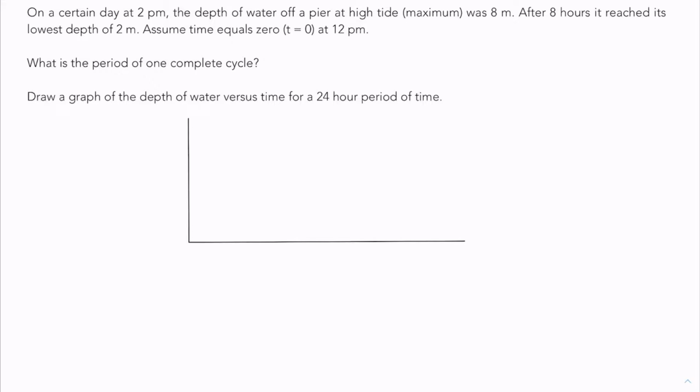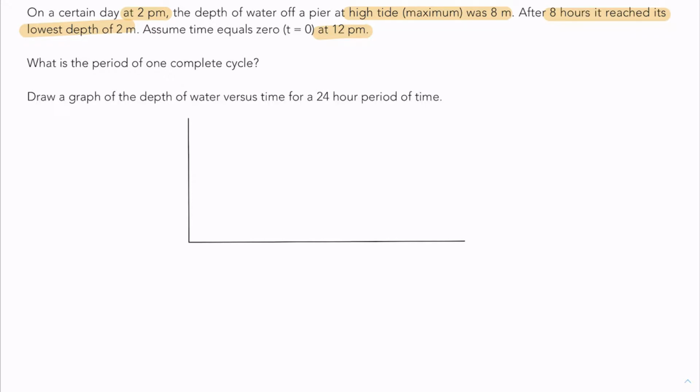So, at 2 p.m. The depth of the water off a pier at high tide, that's the maximum, is going to be 8 meters. After 8 hours, it reached its lowest depth of 2 meters. That's over here. And we want to assume that the time equals 0 at 12 p.m., so that is at noon.